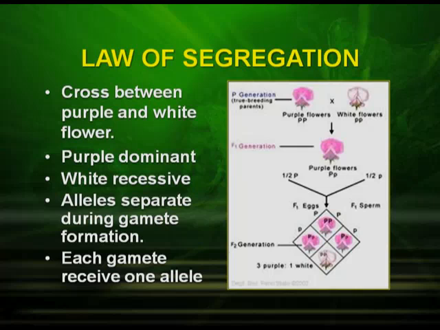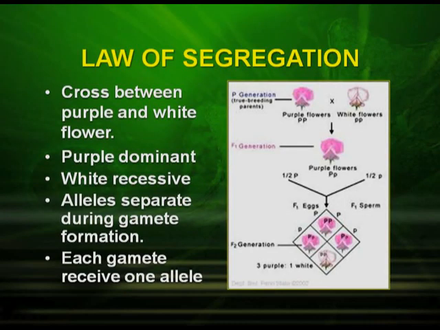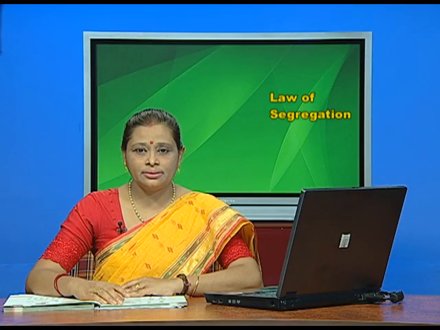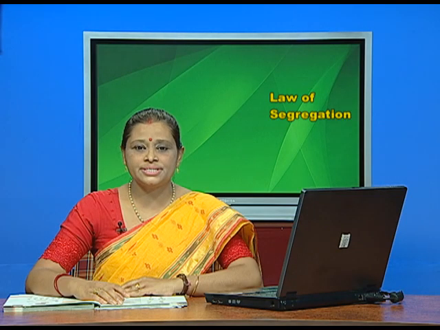Now, as you see in the picture, there is a cross between purple and white flower. The purple is dominant, having the genotype capital P, capital P. The white recessive, having the genotype small p and small p. Now, during gamete formation, each of these alleles gets separated, and then these two alleles get together during hybrid formation. So, each gamete receives one allele. So, these alleles separate during gamete formation.